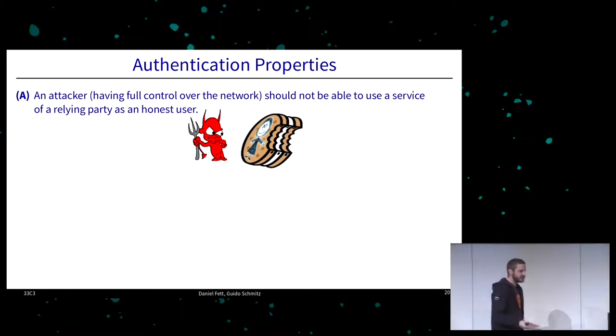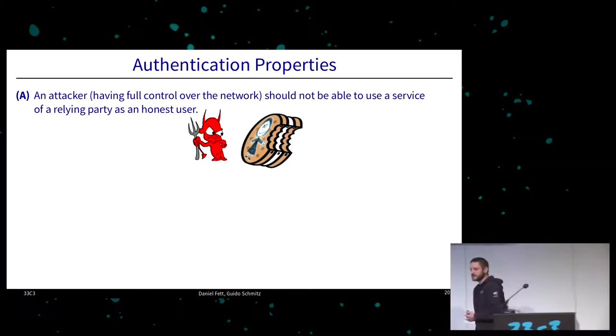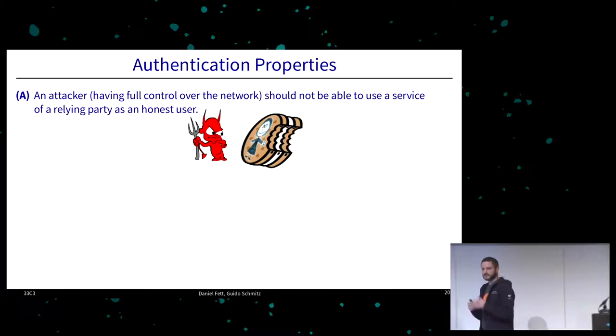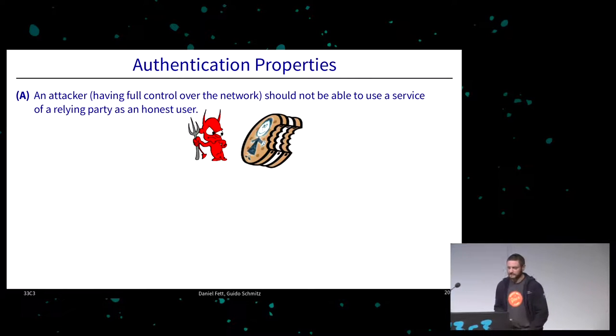Authentication in a web single sign-on system means that an attacker that even has full control over the network, say NSA, should not be able to use a service of a relying party as an honest user. So the NSA should be unable to log into my account, at least, yeah, if they're not coercing the owner of the relying party or something. And this is an obvious property.